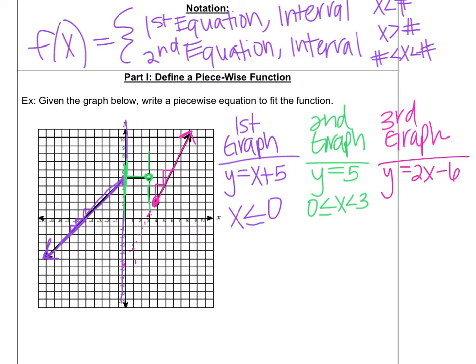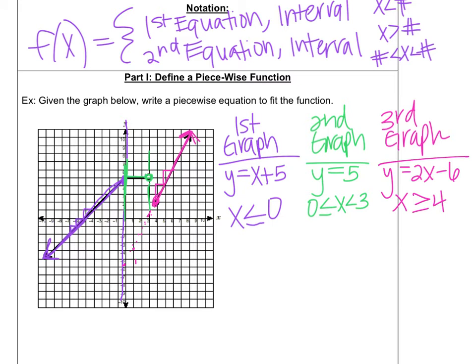And then we need to specify the interval. So this graph starts at when x is at 4, and then all of your x values are just increasing to the right. So this would be when x is greater than or equal to 4. So now that we have these equations for each graph, we need to write this in the correct piecewise format.